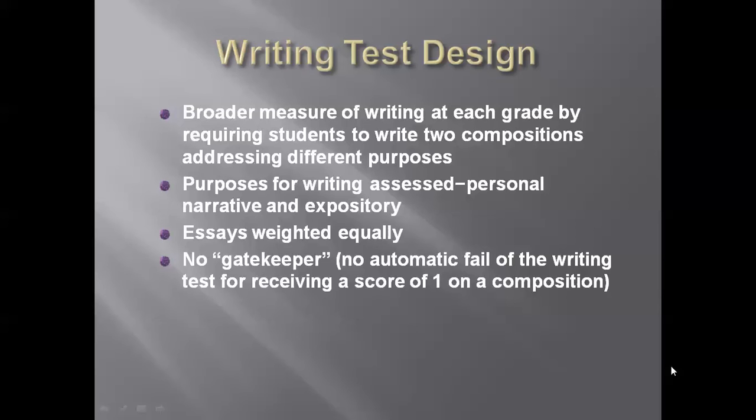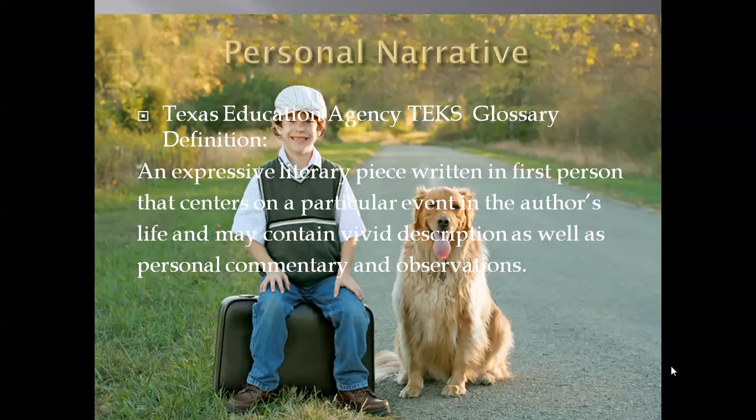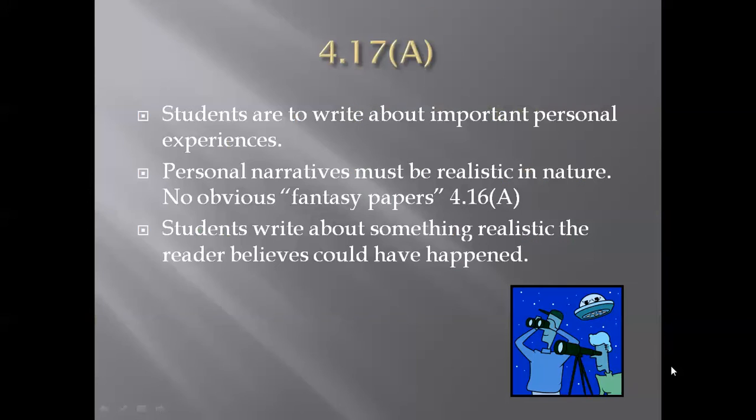So there's no gatekeeper like it was in TAKS, where you had to get at least a score of 2 to pass in conjunction with the multiple choice. So we're going to look at the personal narrative as TEA has defined it. It's an expressive literary piece written in first person that centers on a particular event in the author's life and may contain vivid description as well as personal commentary and observations.